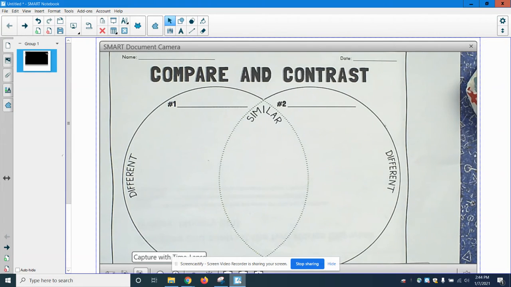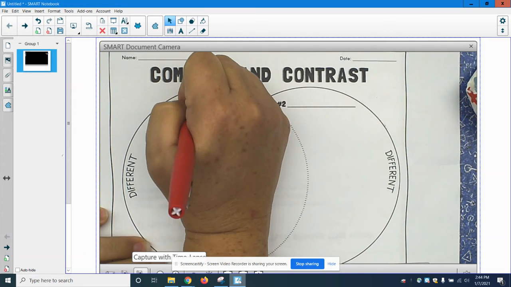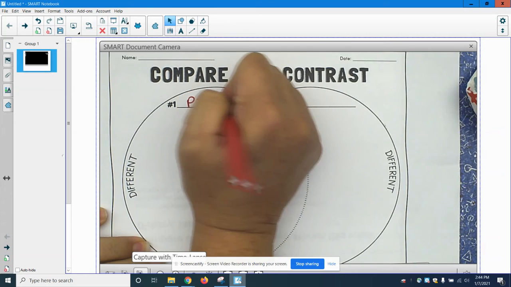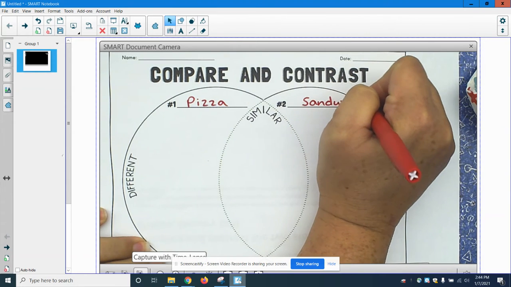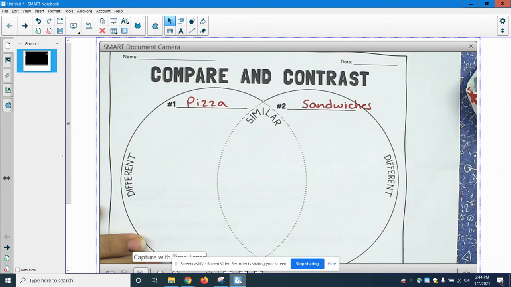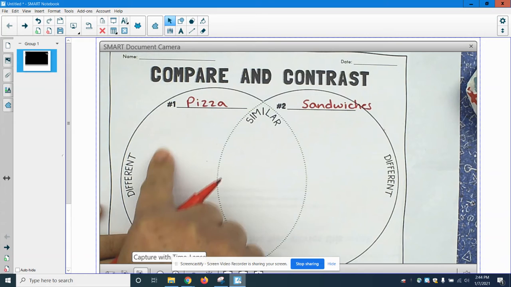So you can compare lots of different things. Like I could compare pizza and sandwiches, okay? Now, I don't want you to do this. I just want to show you how you use a Venn diagram. Well, pizza is different from a sandwich. This is where you put your differences.